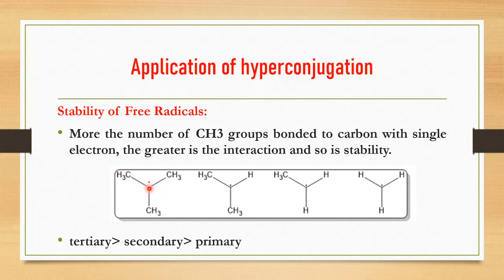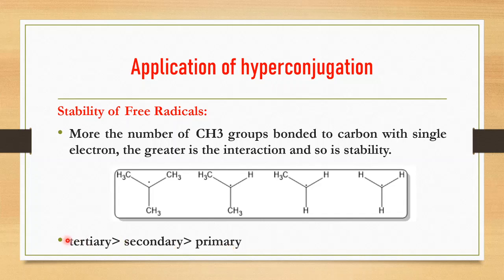So the first structure will show the maximum number of hyperconjugated structures because there is the maximum number of methyl groups present. We can say that the more the number of methyl groups present on the adjacent carbon atoms, the more will be the hyperconjugated structures. Or in other words, the tertiary radical will show the highest number of hyperconjugated structures, so it will be more stable. Then comes the secondary radical, and lastly the primary radical, which will show the minimum number of hyperconjugated structures. The more the hyperconjugated structures, the more the stability.